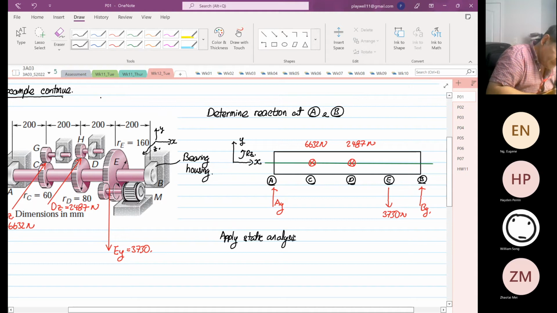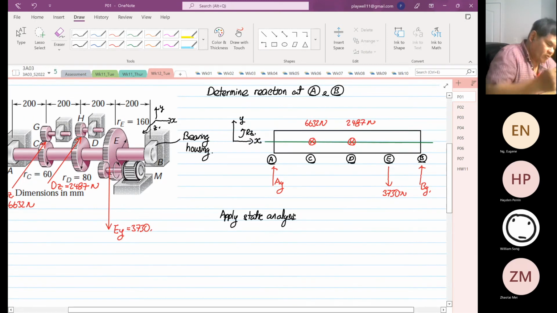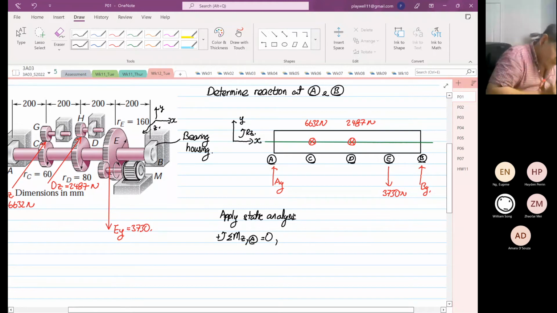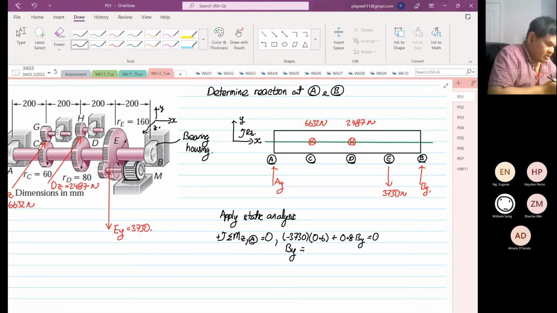Now we are only considering the forces that are the full arrows, not the dots and crosses, like how I taught you in compound loading. So we are going to do summation of moment about the z-axis at point A, and the whole thing is equal to 0. So we have minus 3730 multiplied by the distance of 0.6, plus 0.8 BY, the whole thing is equal to 0. So BY is equal to 3730 times 0.6 divided by 0.8, which is 2797.5.